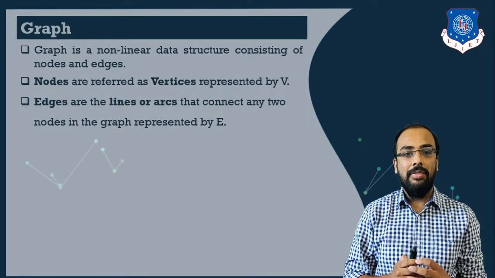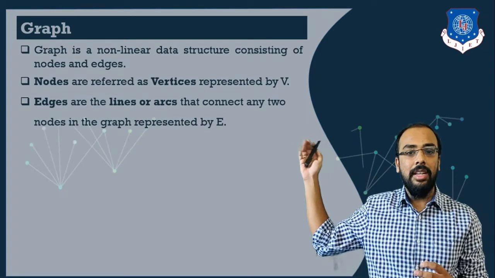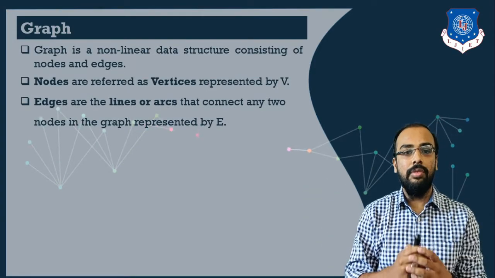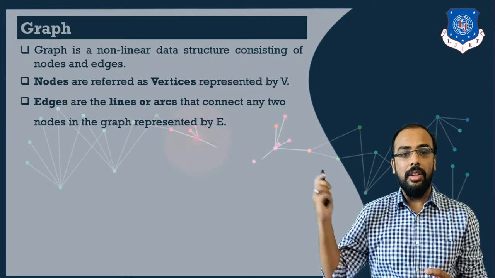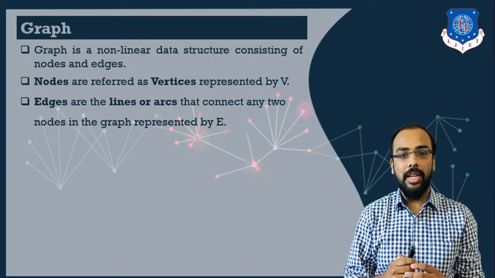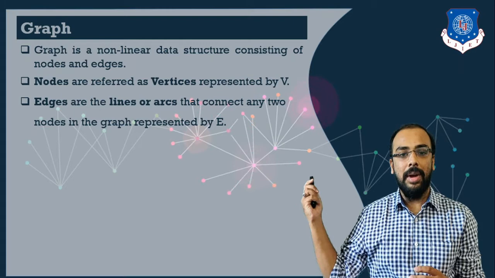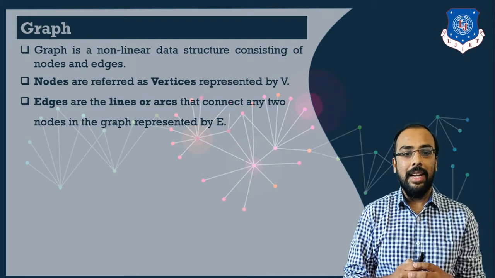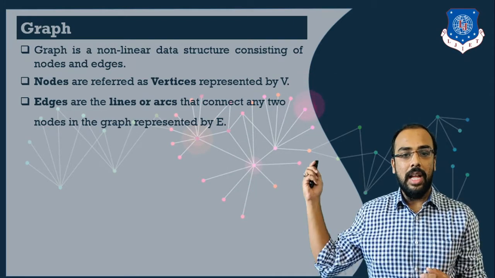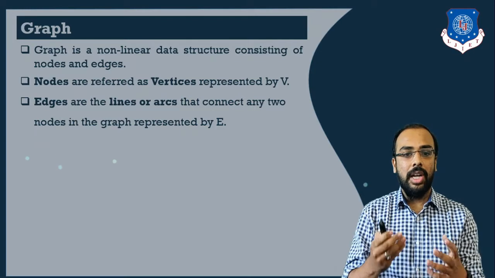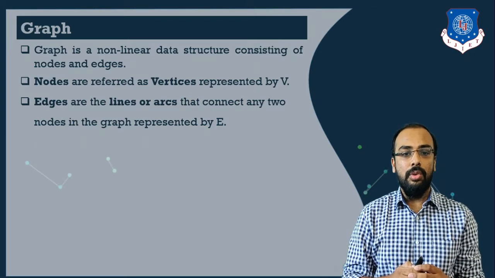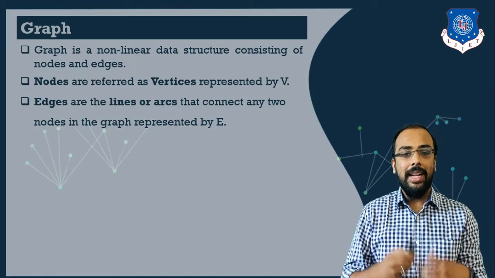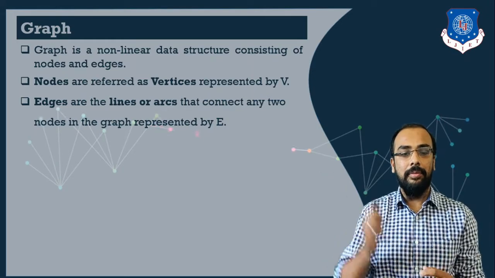So what is a graph? A graph is a linear data structure which consists of nodes and edges. Here the nodes are referred to as vertices and are represented by V. Similarly there are edges. Edges are lines or arcs which connect two or more nodes in a graph, and they are represented by E.